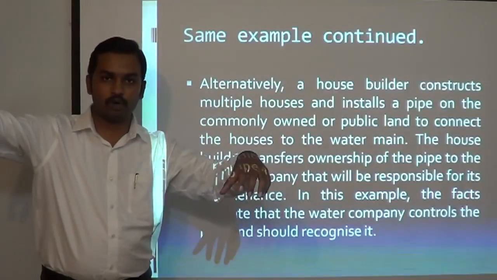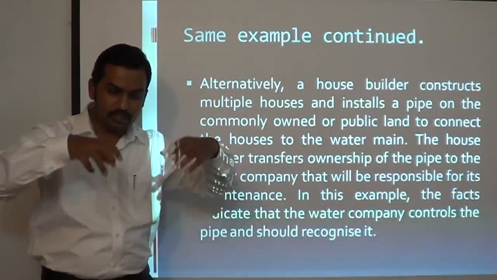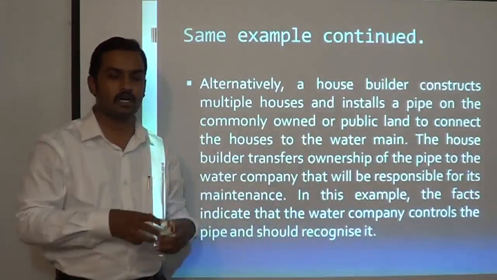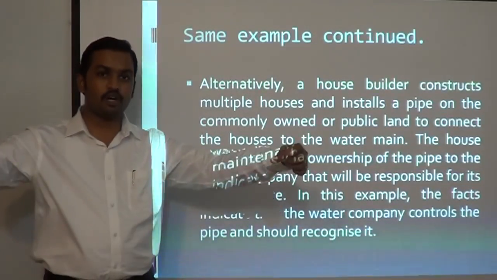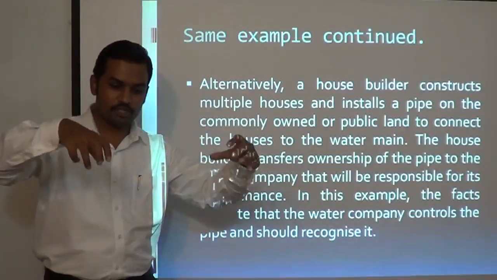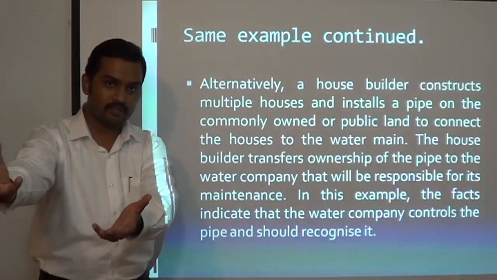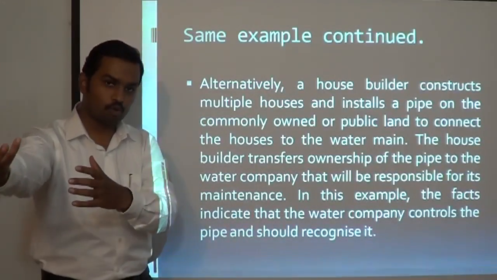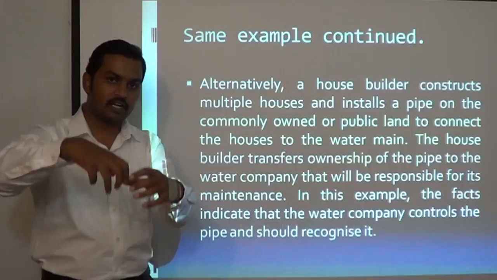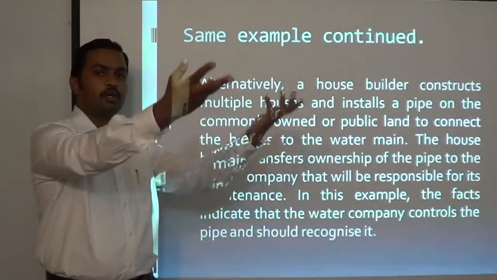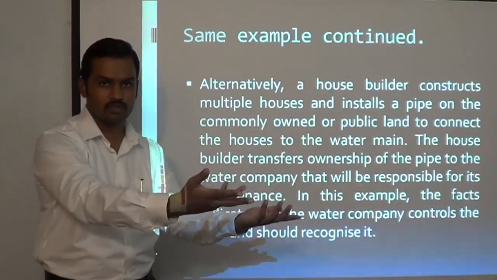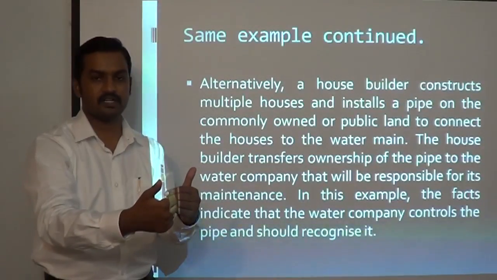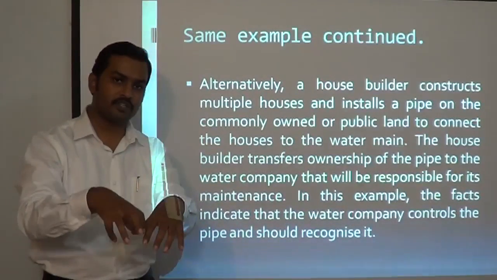This pipe will be connected with the water main, and this pipe will be used for the purpose of providing water facility to these houses. Now this pipe is installed on the public land, and the ownership of the pipe is given to the water company. If there are any repairs, the water company is going to do the repair. If the water company wants, they can use this pipe to provide water connectivity to other households as well who want to get connected to the water supply facility. In such cases, the control definition is met.